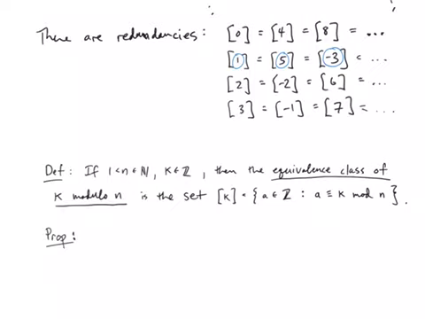So our proposition is that if k and l are equivalent mod n, then they generate the same equivalence class. So the equivalence class of k is equal to the equivalence class of l. And in fact, the converse also holds.